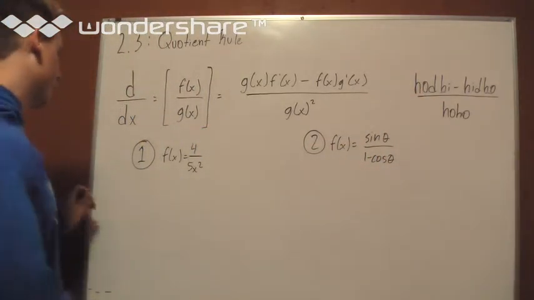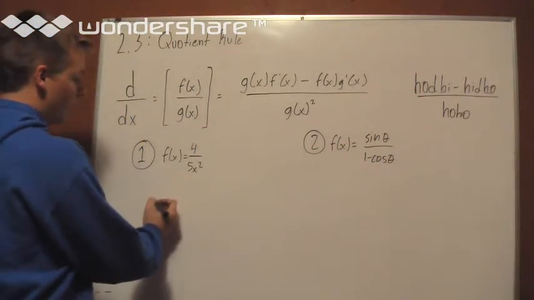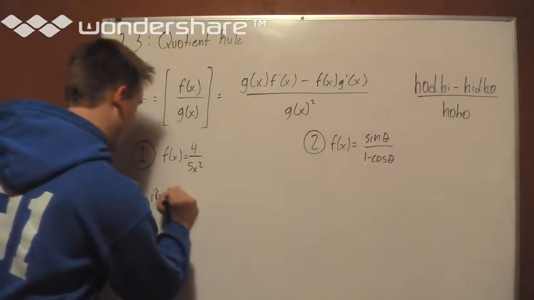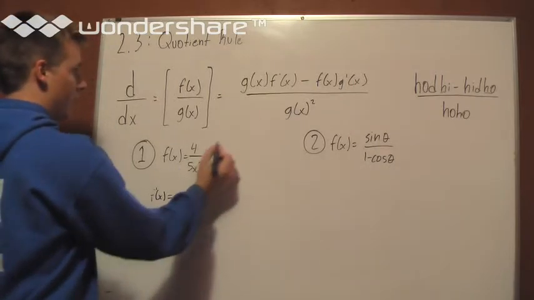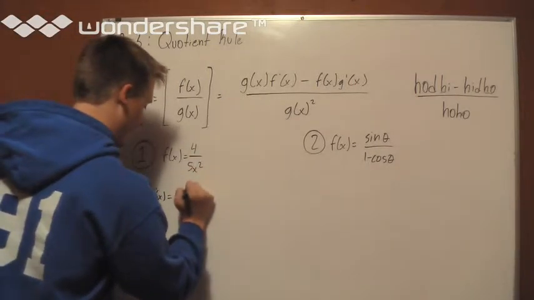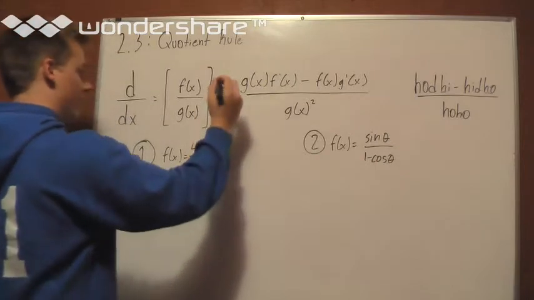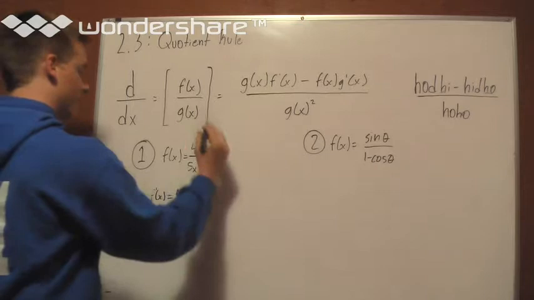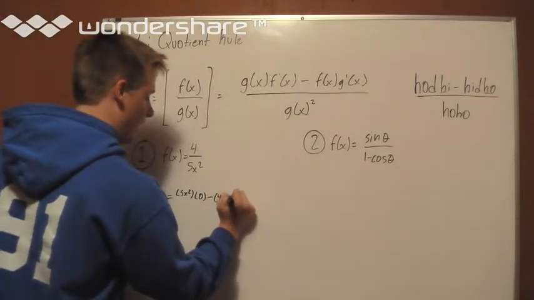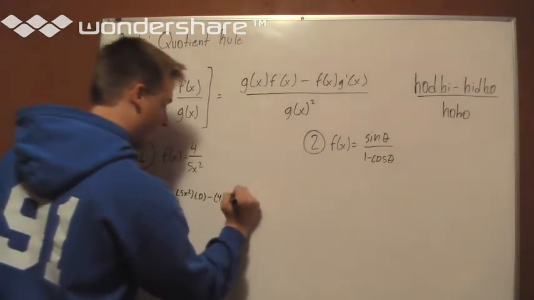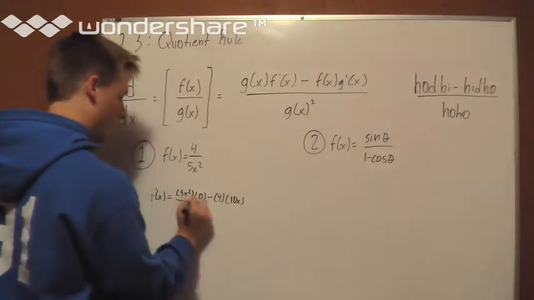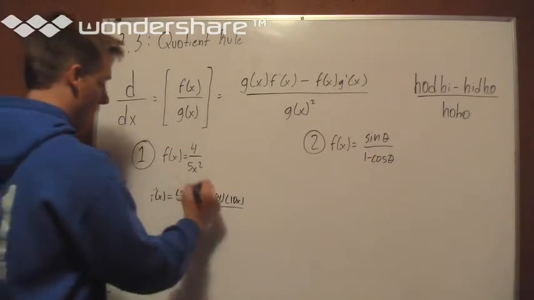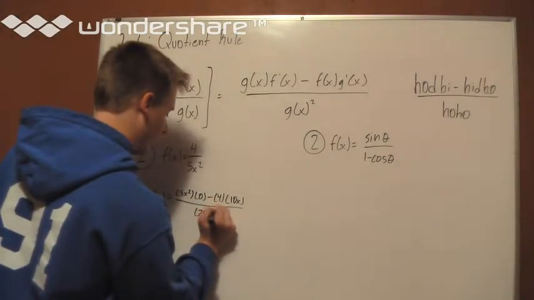So jumping into our examples, we have f of x equals 4 over 5x squared. Using our equation, we take the bottom and we just leave it like we did up here. So 5x squared, and then we take the derivative of the top, which, the derivative of 4 is just 0. Then we subtract, we leave the top, which is just 4, and then we take the derivative of the bottom, which is 10x. And then we put all of that over 5x squared, which is 25x to the fourth.